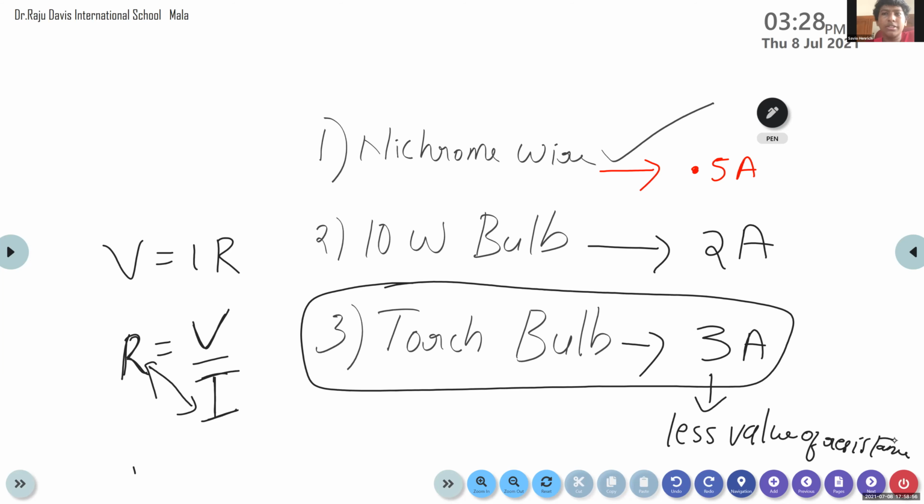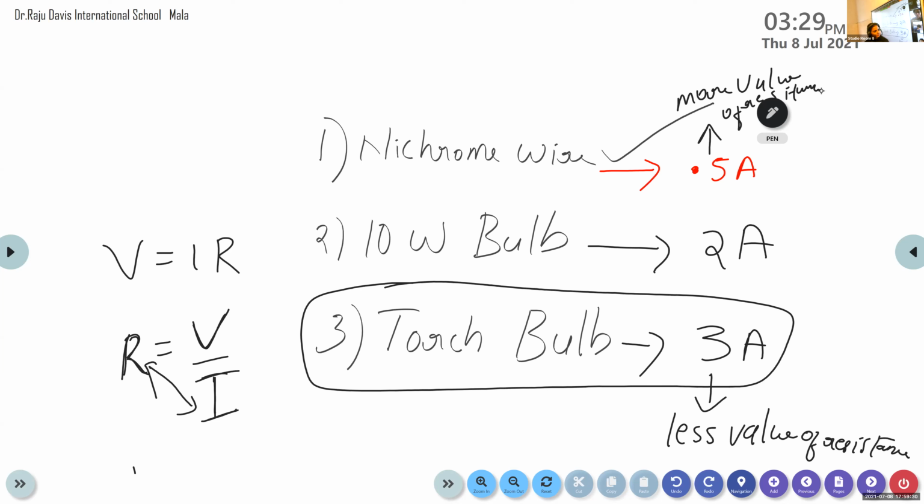Here the nichrome wire possesses a more value of resistance. So from this activity it is clear that different components possess different electrical resistance, or through different components a different amount of current flows. It is because of their electrical resistance. The different electrical components possess different electrical resistance. That is why a different amount of current flows through these components.